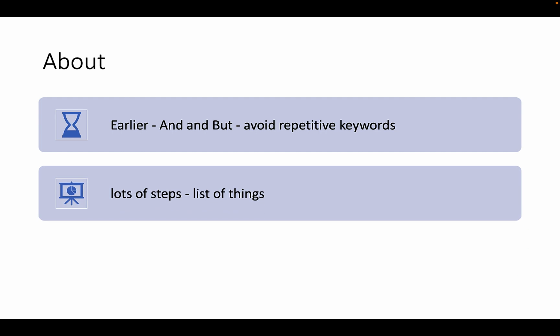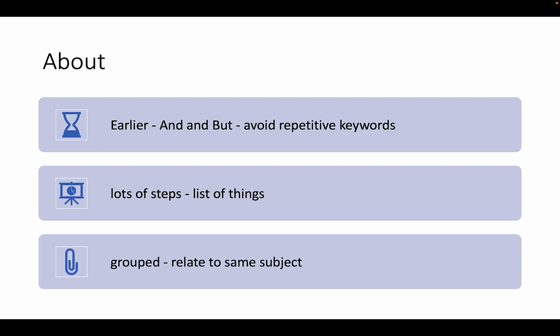When you have a scenario with lots of steps that are effectively a list of things, you will find even And and But are not enough. For a long list of steps that can be grouped and relate to the same subject, we can use the asterisk instead of And, But or any other keyword.